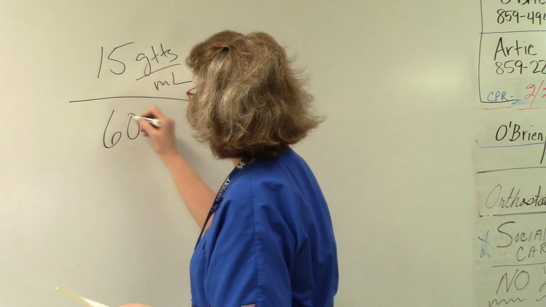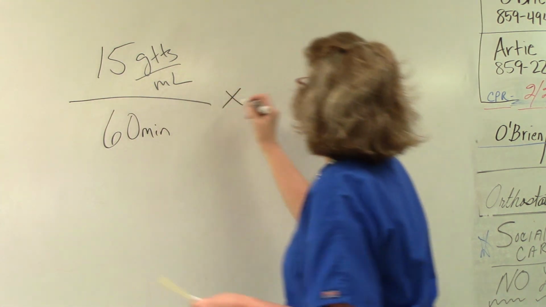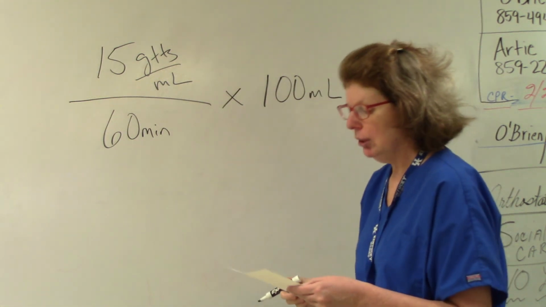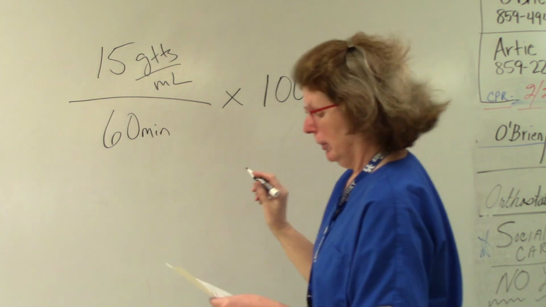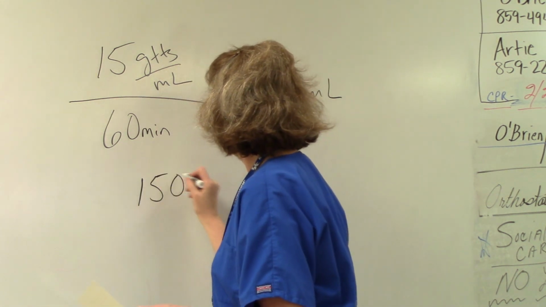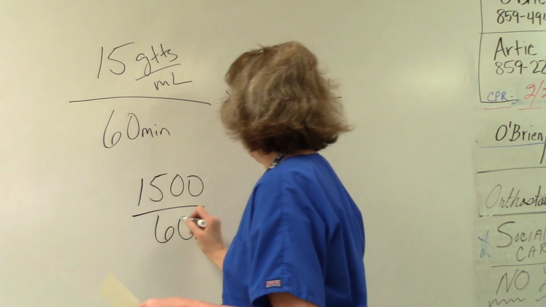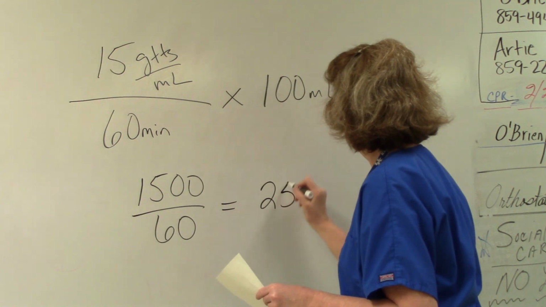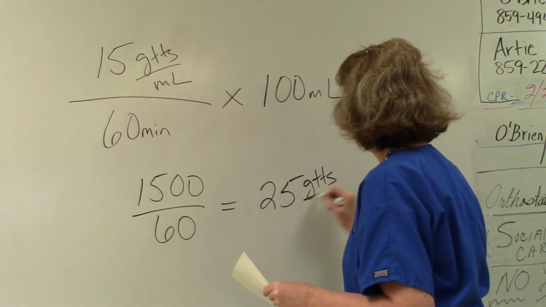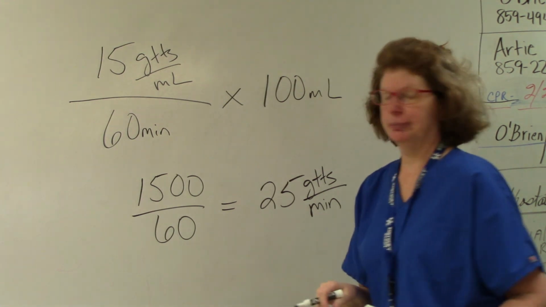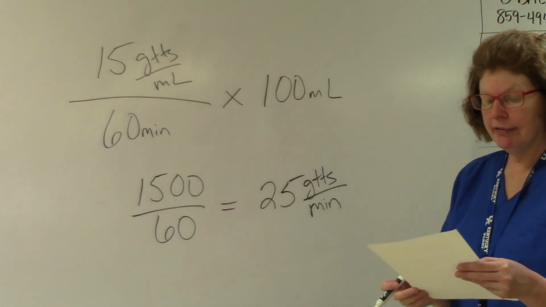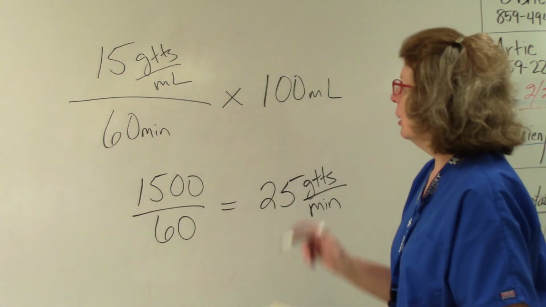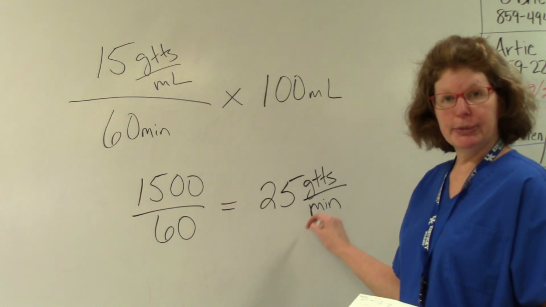So hour is 60 minutes. And my volume is 100 milliliters. So I can cross multiply this one and I get 1,500 over 60. Divide 1,500 by 60 and I get 25 drops per minute. So to infuse D5 half normal saline with 20 milliequivalents of KCl at 100 milliliters per hour, I calculated that to be 25 drops per minute.